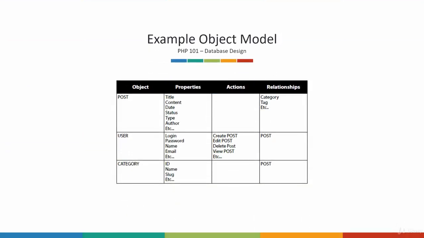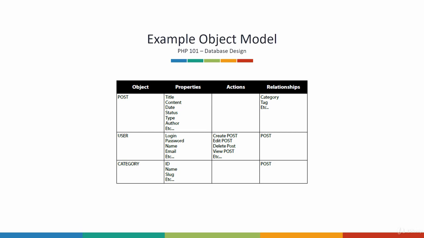So if we were to take a look at this, this is an example object model. You can see on the left side, we have our three different objects. We have post, user, and category. And for post, we have the properties title, content, date, status, type, author. And again, you could go on and on. But properties are really meant to be things that are required for that particular object, meaning they have to be there. That information is required of every single one of these objects that you make. And you either have it entered explicitly by some sort of user or it's generated automatically.